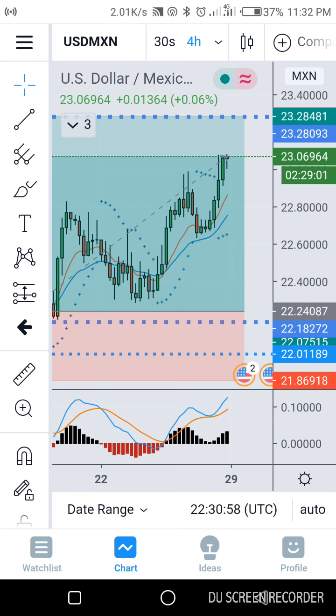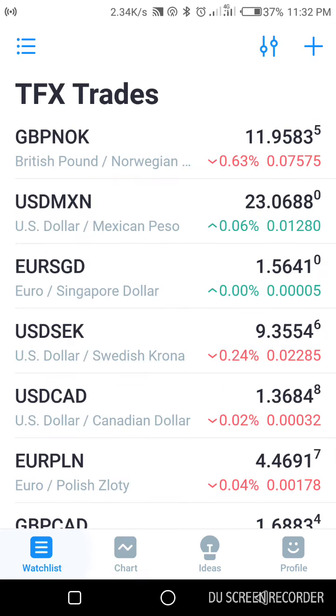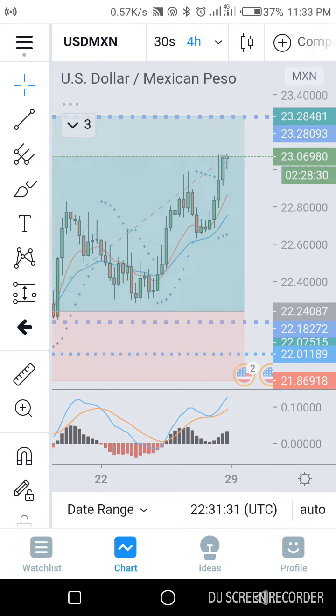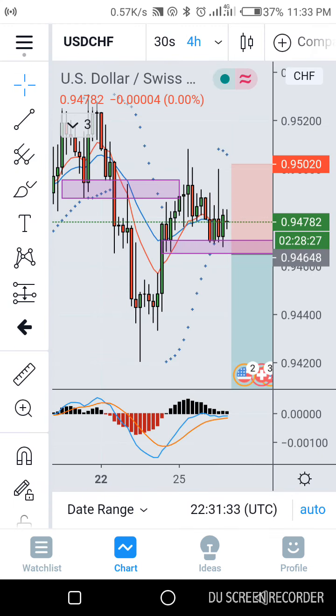So I told you we're going to be doing all our analysis on TradingView. Now, quickly, the three trades that we have on the watch list are these last three that you're seeing here: USD CHF, NZD USD, USD ruble. USD CHF is US dollar, Swiss franc. NZD USD is New Zealand dollar, US dollar. USD ruble is US dollar and Russian ruble. So let's open USD CHF.